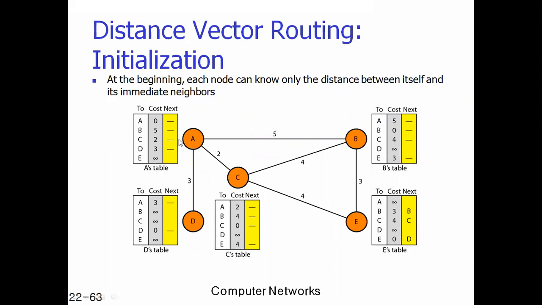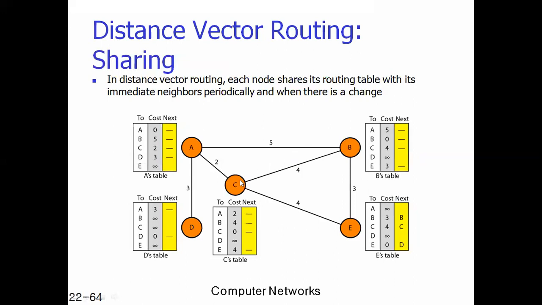So in this table, E is not known to A because it is not an immediate neighbor. Like D, it knows only about A, and doesn't know about C, B, or E, so those are infinite. That is initialization, the first step. So how will a node get the information about another node? That's why the second step is sharing.